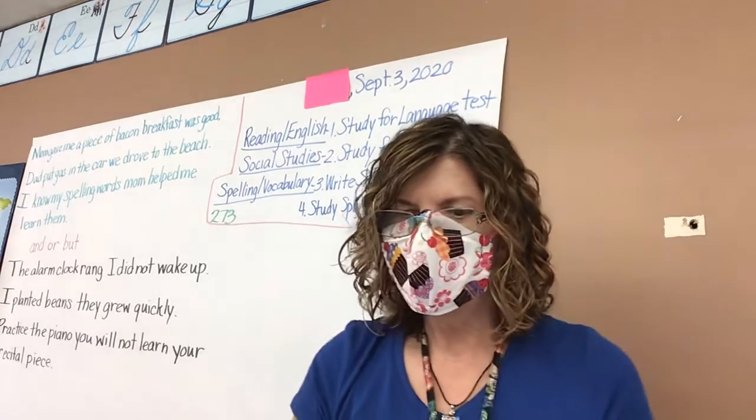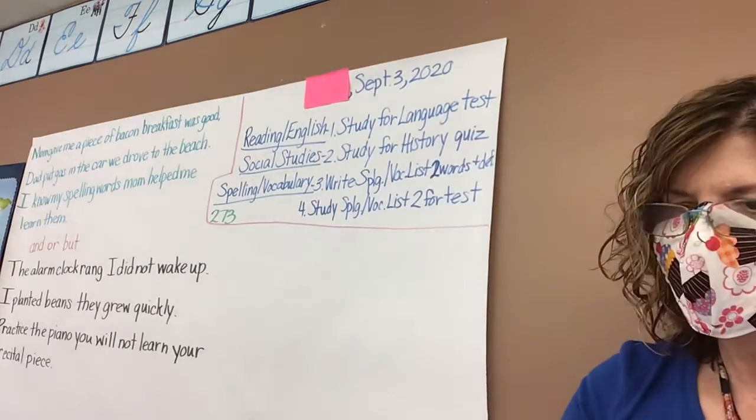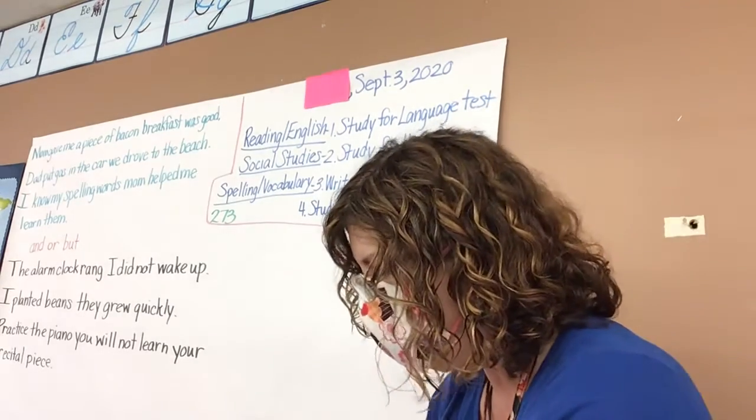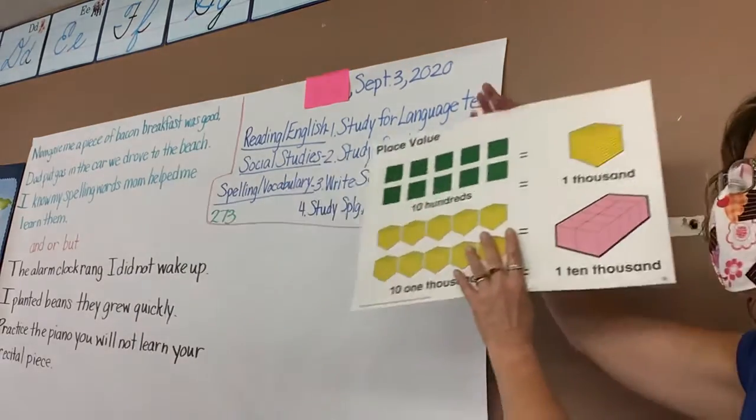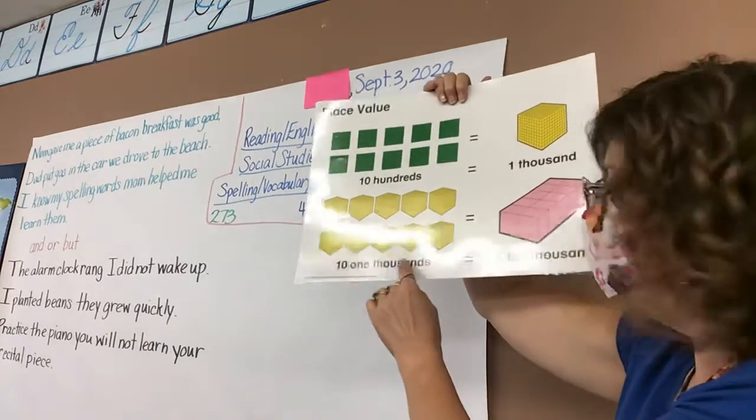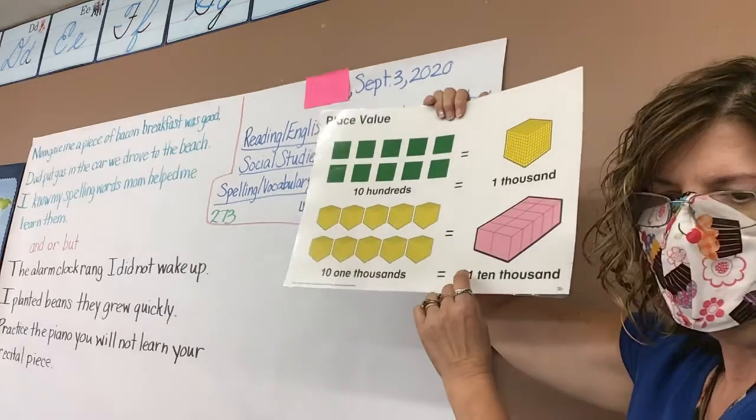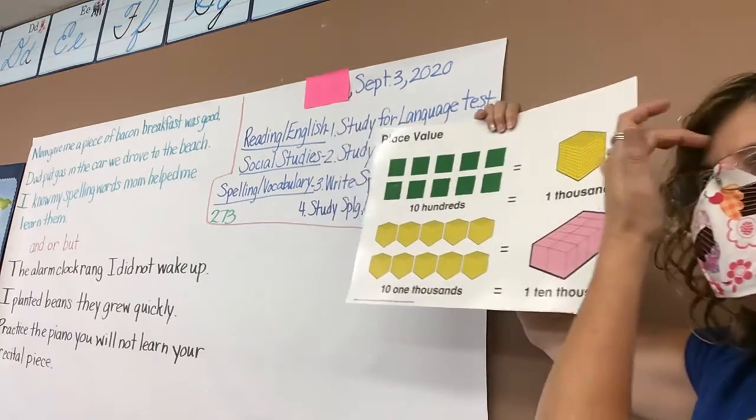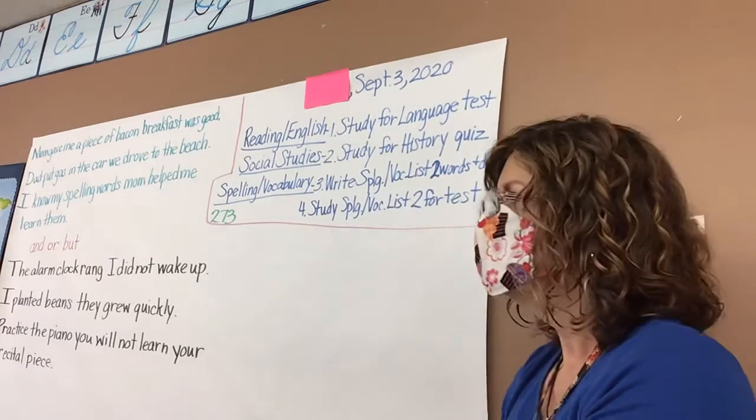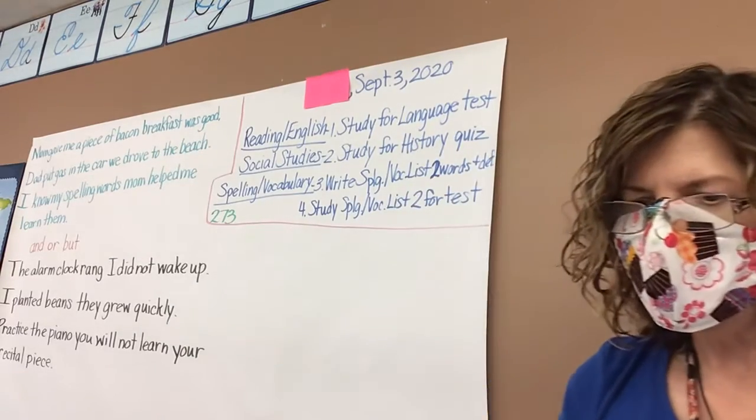All right, so looking at your papers, that's the first thing you should see on your paper, where you're having to write what we had on this poster. Everybody, you're going to write 10, and they already have the words 1,000s equals 1 10,000 written for you, but you should fill in a 10 there. Okay, did everybody do that?